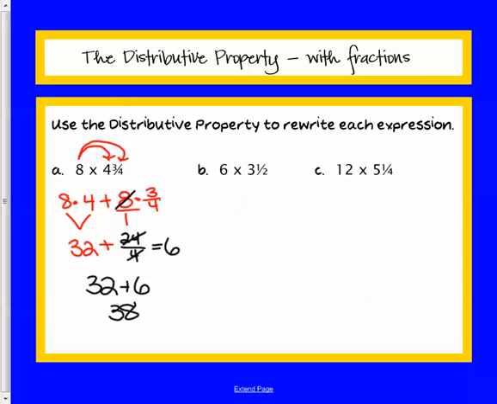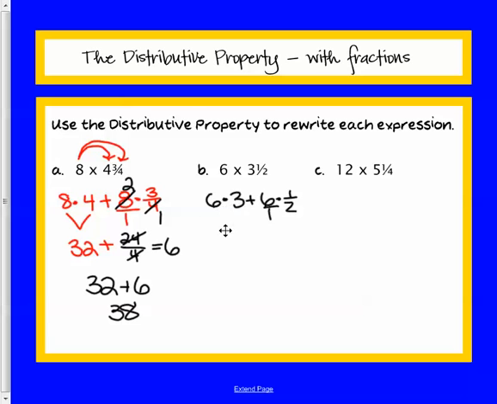You could have also simplified within the problem and gotten 4 goes into 8 twice, 4 goes into itself once, 2 times 3 is 6. Okay, so in this one, 6 times 3 plus 6 times 1/2.